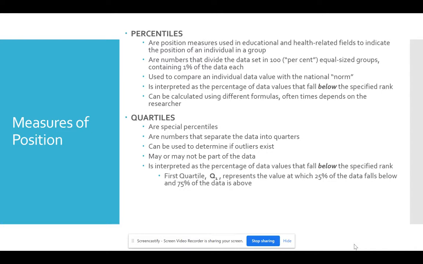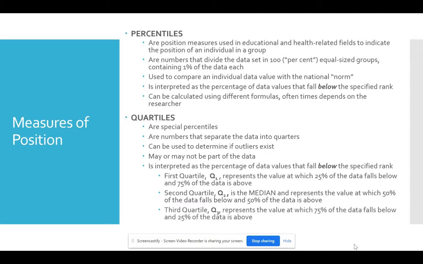Our first quartile, which is denoted by Q1, would be the value at which 25% of the data falls below that particular value of Q1 and 75% of the data is above. So it's like your 25-75 split. The second quartile, which corresponds to the median, divides your data 50-50 so that you have 50% below and 50% above. And then finally, your third quartile divides 75-25 so that 75% of the data is below Q3 and 25% is above Q3.